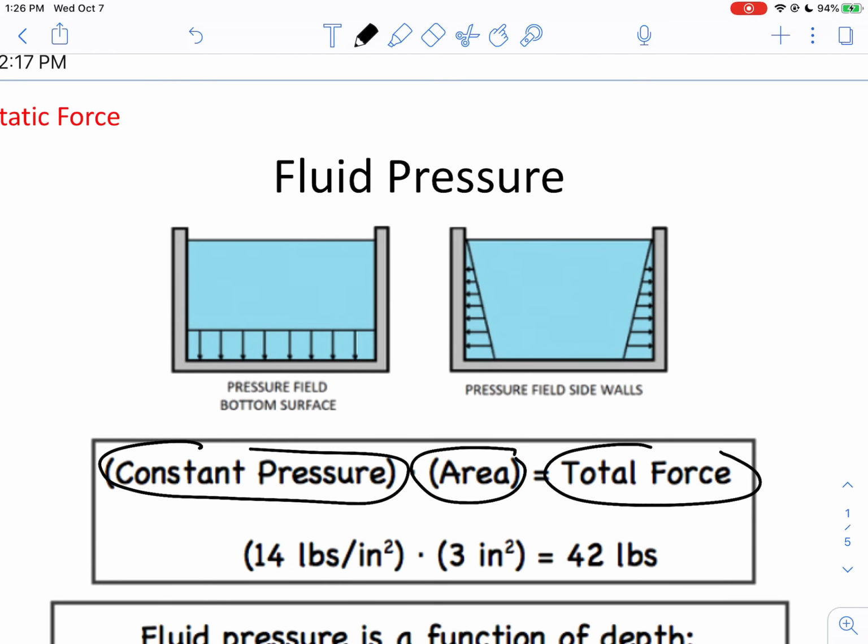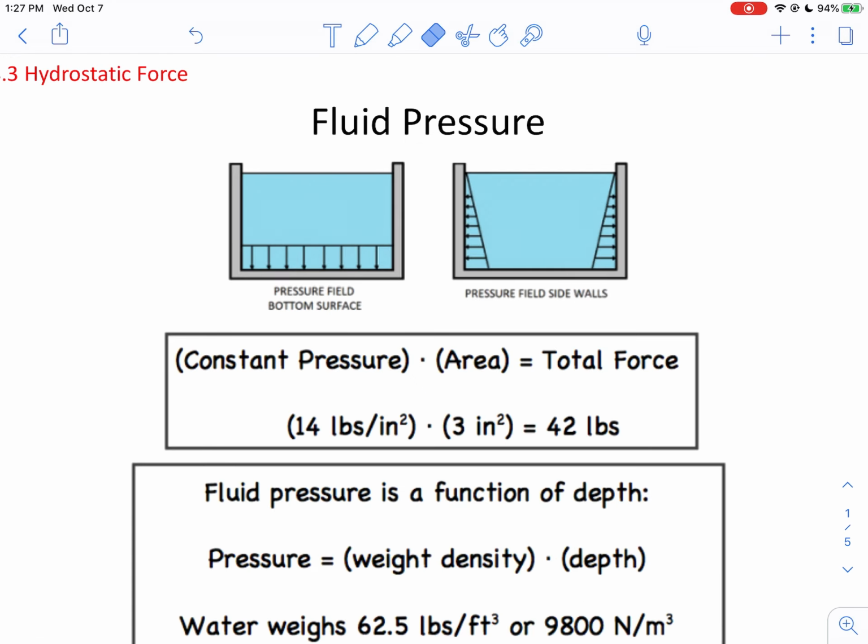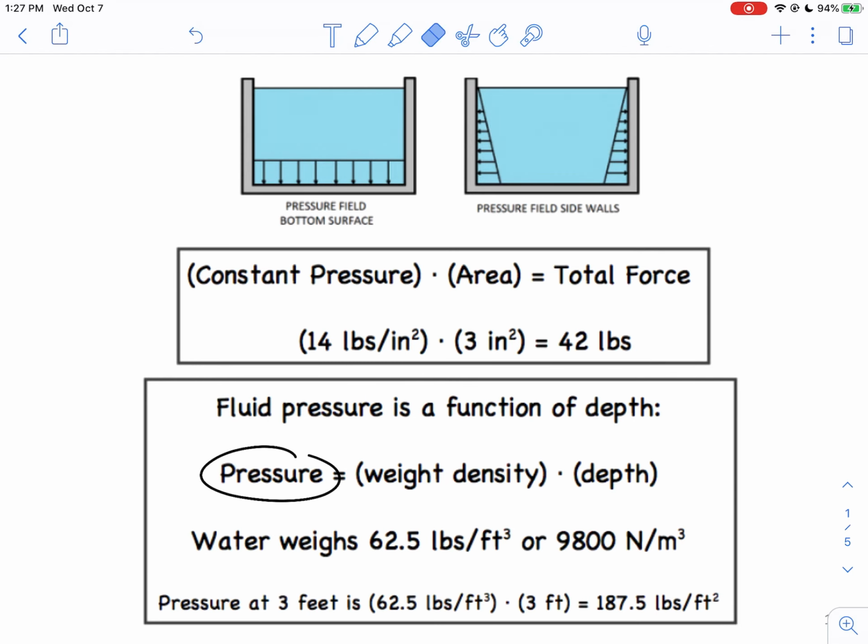Pressure is a unit of force per area. So when you multiply that by area, you do get total force. For example, near the surface of the Earth, the atmosphere exerts 14 pounds for every square inch. And so if you were to have a 3 square inch surface, would it be experiencing 42 pounds of force exerted on it?